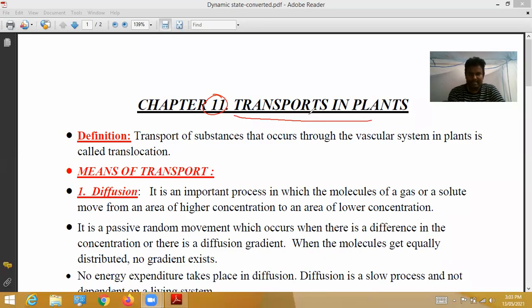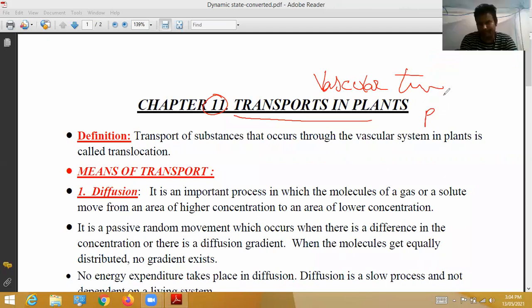Chapter 11, transport in plants. Transports is nothing but transportation in plants. Generally, plants transport minerals, salts, ions, various kinds of minerals, salts and ions from the underground soil to various parts of the plant through vascular tissue. That may be phloem.